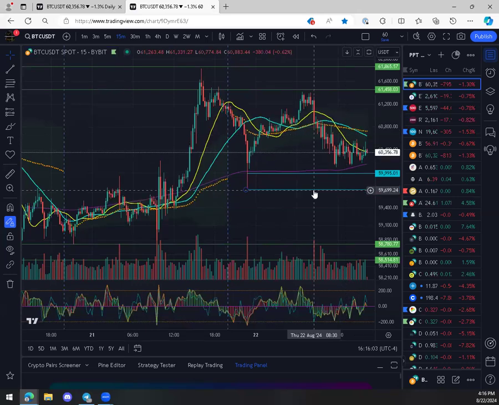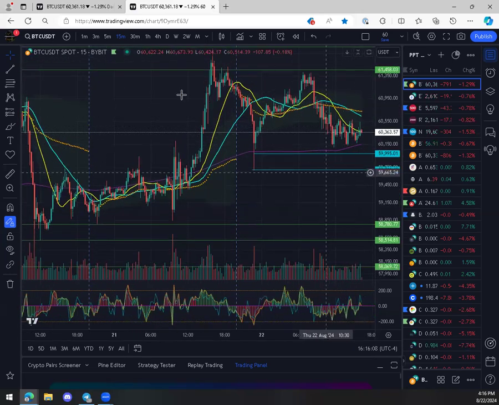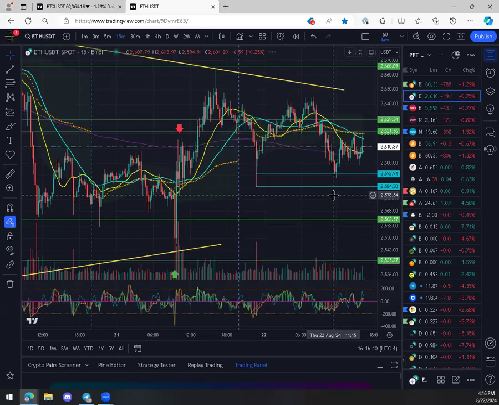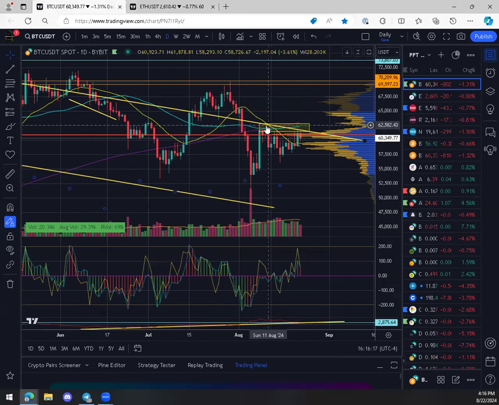I'm okay with the runners from yesterday rather than trying to get really aggressive on a reload today. But the Ethereum one's still good. So this is how basically I'm approaching it. Very low risk. If we go out to the daily, we're still in this.